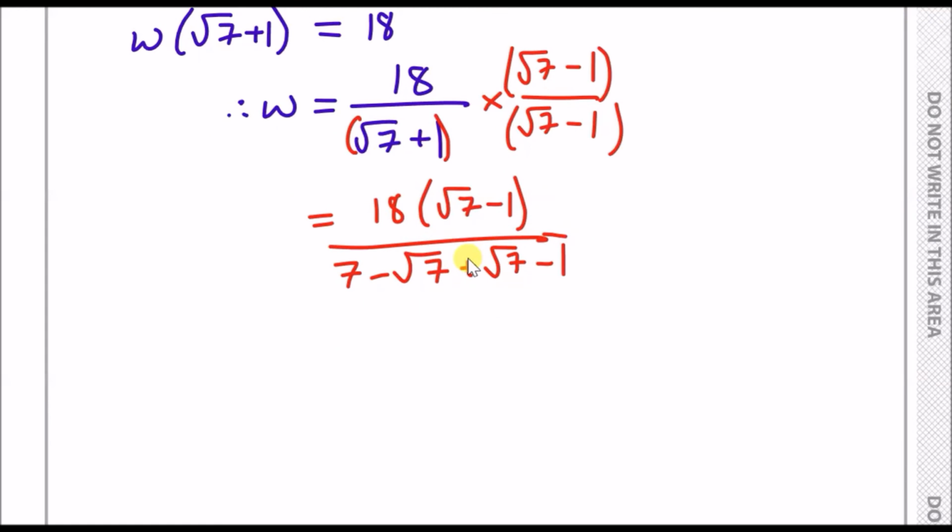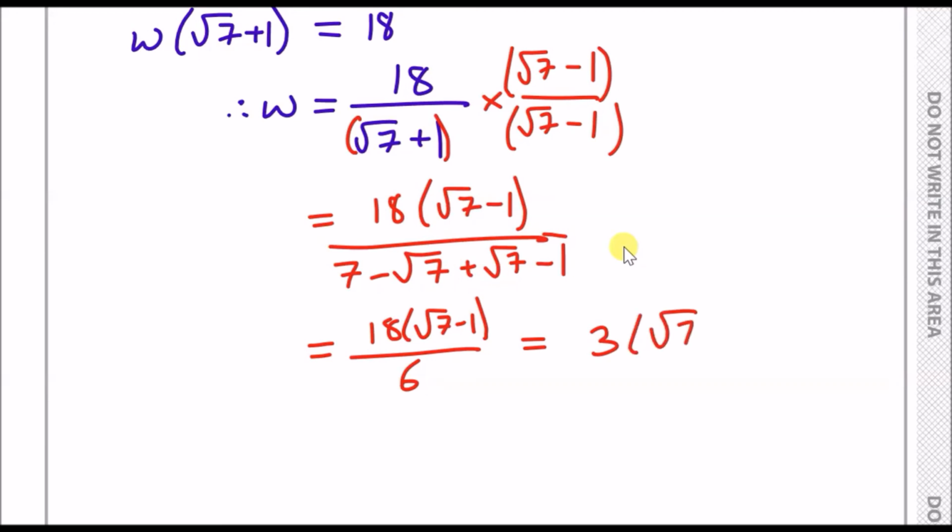So now you guys could just use a calculator and get the result at the bottom. If you just put it in a calculator, you're just going to get 18 root 7 minus 1, and on the bottom you're going to get 6. And then you can see that 18 over 6 cancel out, and you're just going to get 3. Well, 3 bracket root 7 minus 1.